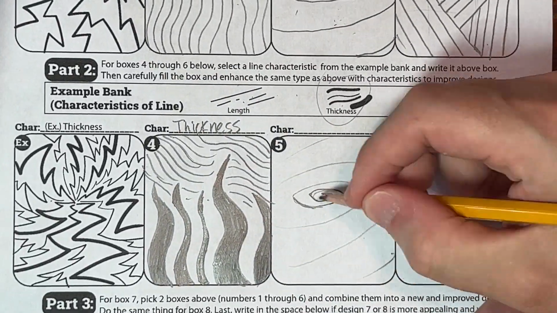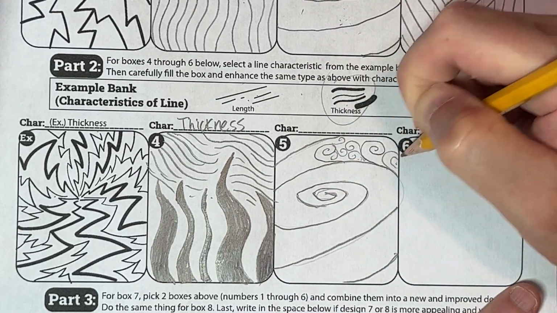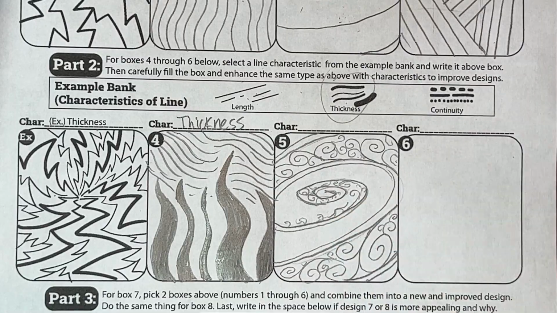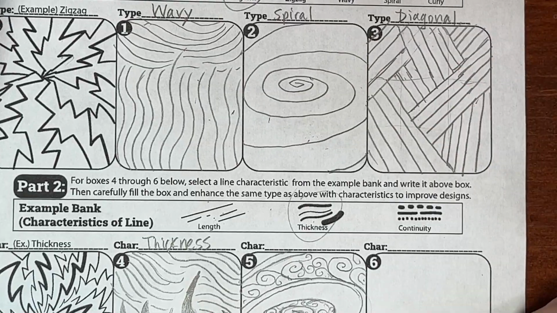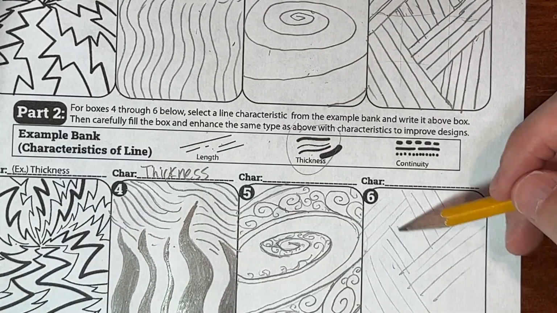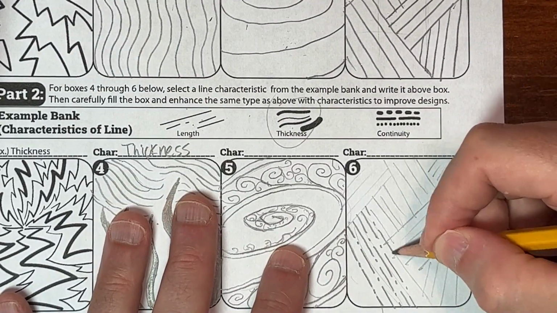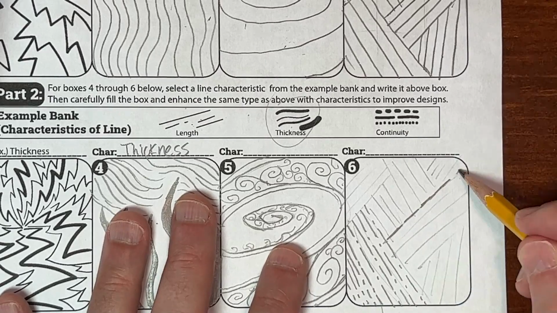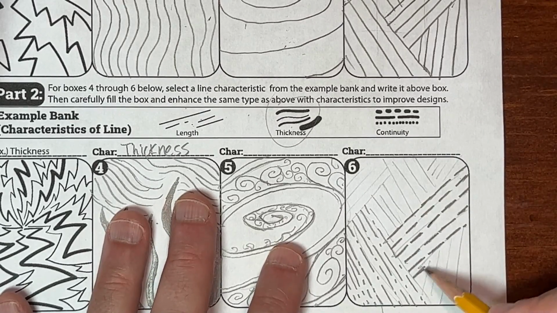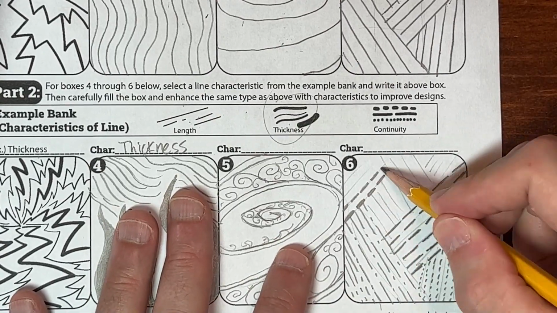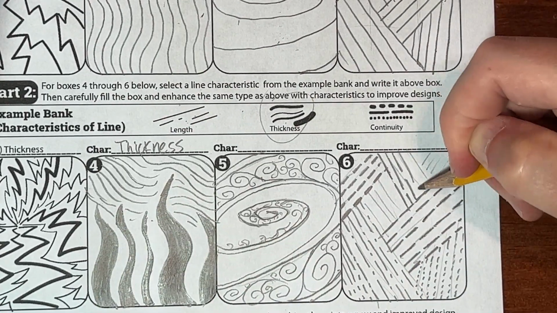Then for the next one, I'm going to use changes in length. And finally, I will take my diagonal design and use different types of continuity, dotted lines, broken lines. Notice I forgot to label boxes 5 and 6 in Part 2. That would take points off of my grade until I fixed it, labeled them, and handed in the assignment again.